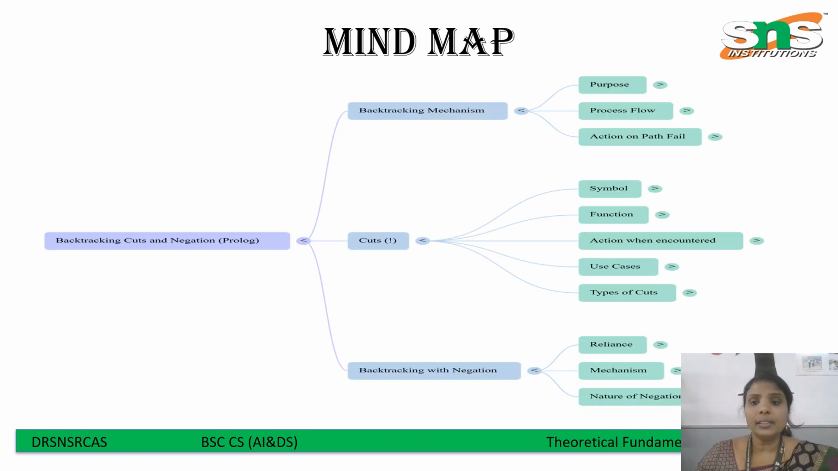Next, we see today's topic as a mind map: backtracking, cuts and negation in Prolog. The first one is the backtracking mechanism, then cuts, and backtracking with negation. In backtracking, we saw the purpose, the flow of the process, and the action of path failure. In cut, we saw what symbol we use, how it functions, and what the types of cuts are. In backtracking with negation, we saw the mechanism of backtracking.